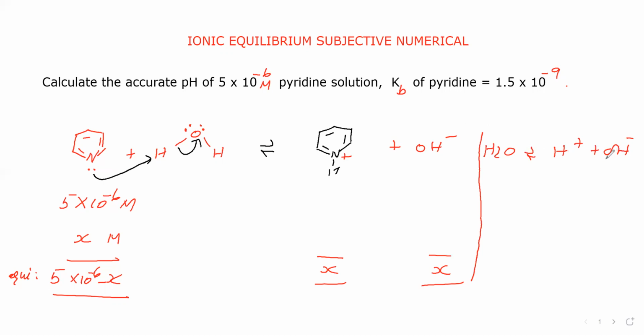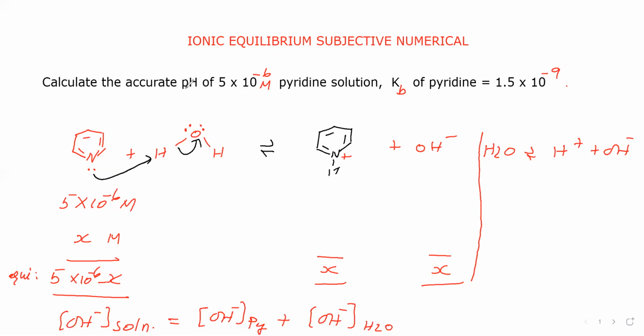Water is also giving OH minus, which means in the resultant pyridine solution, water is contributing OH minus as well. That OH minus we must also consider. The pyridine solution contains this equilibrium and this equilibrium. Pyridine is contributing OH minus, water is also contributing OH minus. So what is the concentration of OH minus in the solution? It is the concentration of OH minus contributed by pyridine plus the concentration of OH minus contributed by water, isn't it?